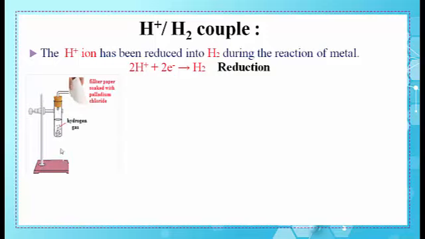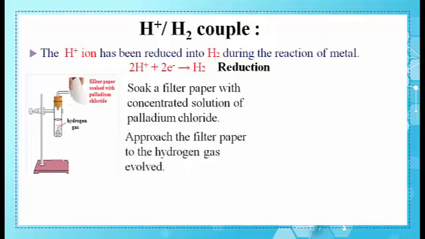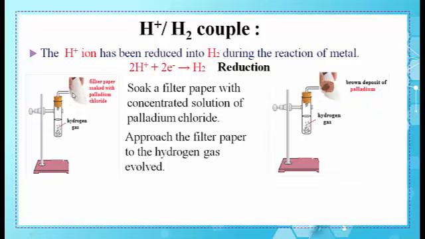Now look at this experiment. Here, a metal reacts with an acid producing hydrogen gas. Now, we soak a filter paper with a concentrated solution of palladium chloride. Palladium chloride, it means that there is Pd2+. Now, we approach this filter paper to the hydrogen gas evolved. Look here, we approach this filter paper which is soaked with palladium chloride to the hydrogen gas which is evolved in this reaction.